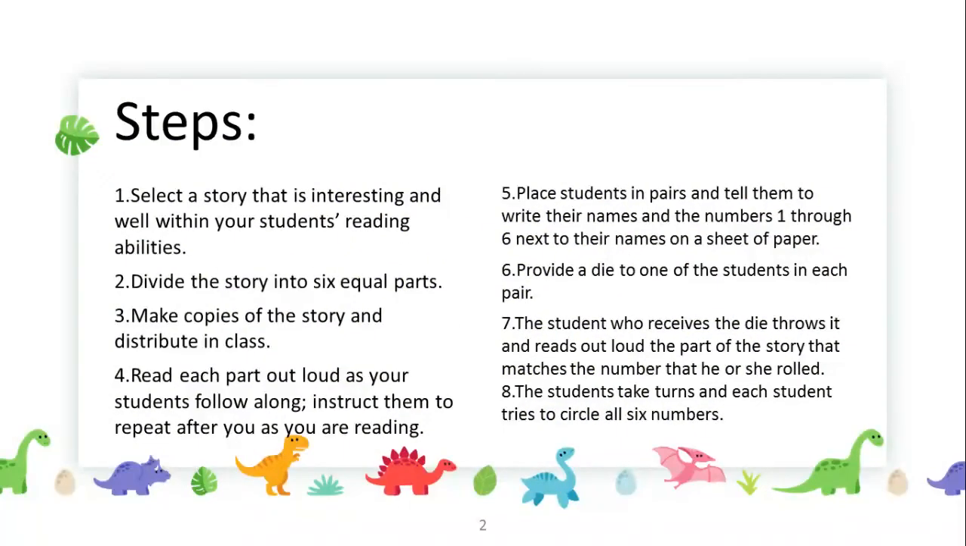And here are the steps or procedure of this strategy. Number 1. Select a story that is interesting and well within your students' reading abilities. Second, divide the story into 6 equal parts. And then number 3, make copies of the story and distribute them in class.